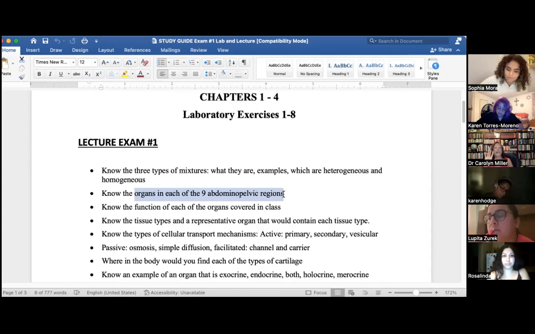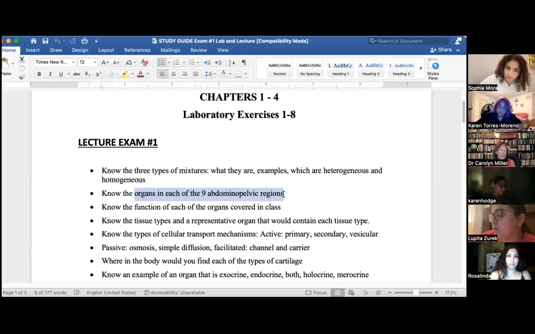The urinary bladder is hypogastric. So know those 9 abdominal pelvic regions. And I actually keyed it into what we see often in the ER: appendicitis, splenectomy, damage to the spleen, liver issues, fatty liver, hepatic issues, which hepatic means liver.